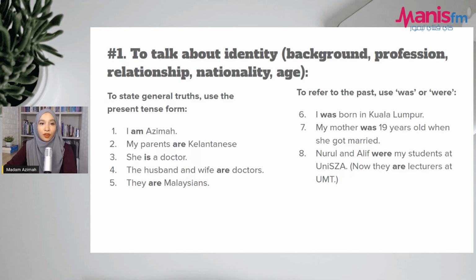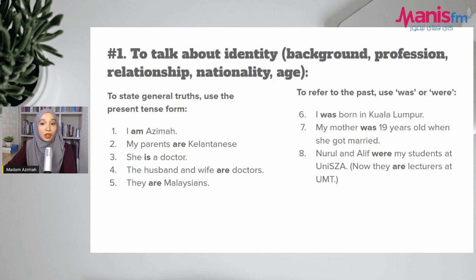Now let's explore this further. I'm referring to the past, so I have to use was or were. So number 6, I was born in Kuala Lumpur. Why can't I use I am born in Kuala Lumpur? That's because the time that I'm talking about, the time that I was born, happened in the past. So I have to use was. Okay, I was born in Kuala Lumpur.